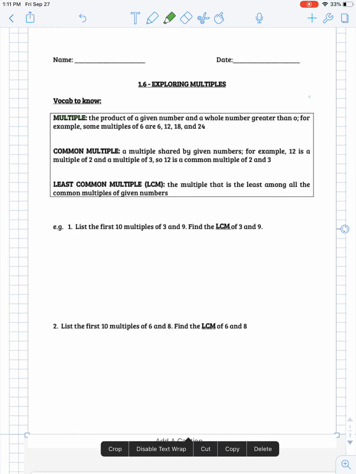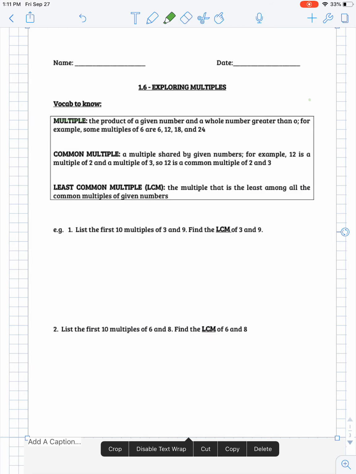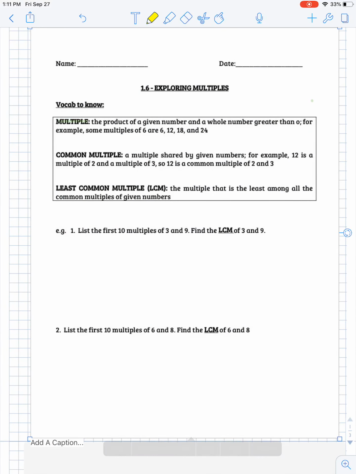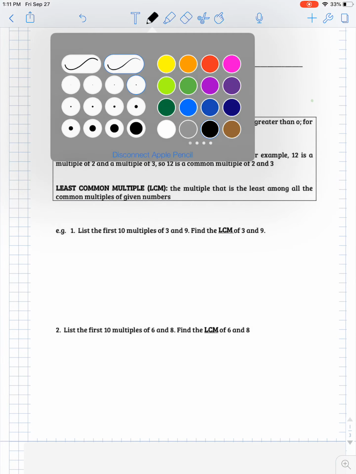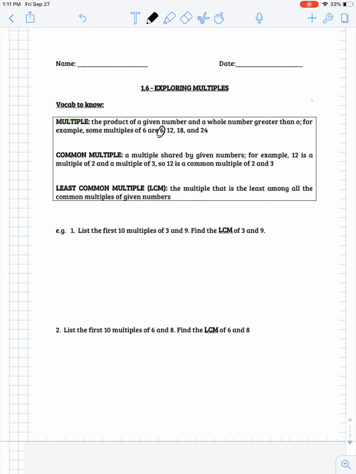One way to think about finding the multiples of a number is by counting up. For example, if we look at 6 here, the first multiple of 6 has to be 6 because it's 6 multiplied by 1. If you add another 6 to that, you get 12. Another way of looking at that is 6 times 2, which gives you 12. You can look at the third multiple of 6 as 6 times 3, which is 18. And the fourth multiple of 6 is 6 times 4, which gives you 24. So those are multiples of 6.